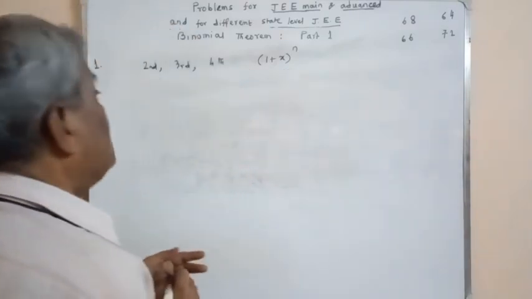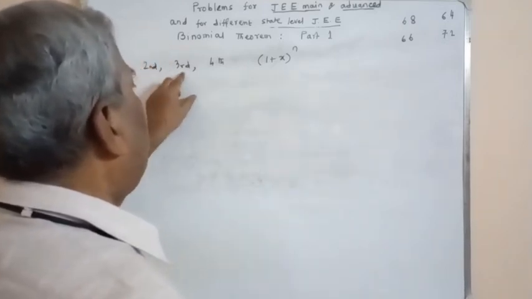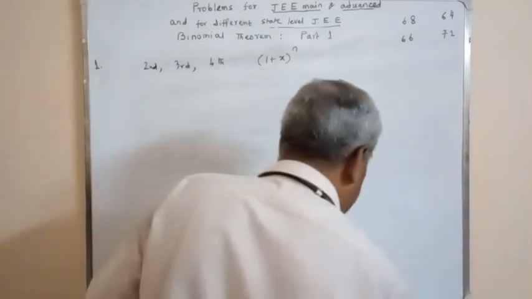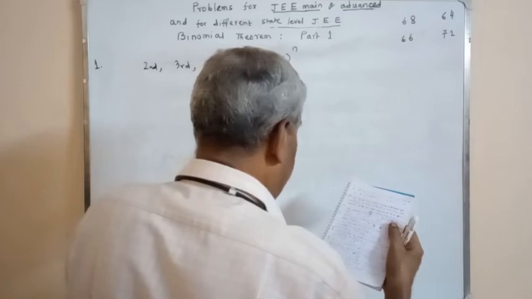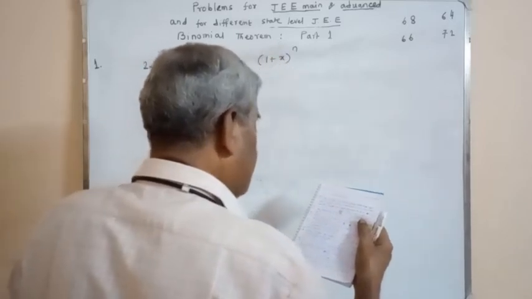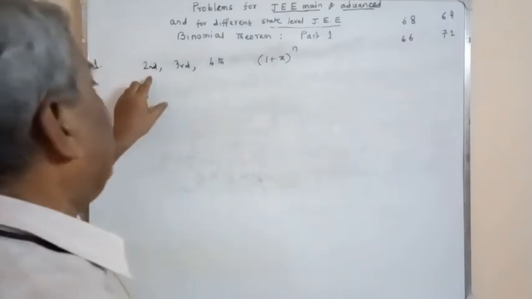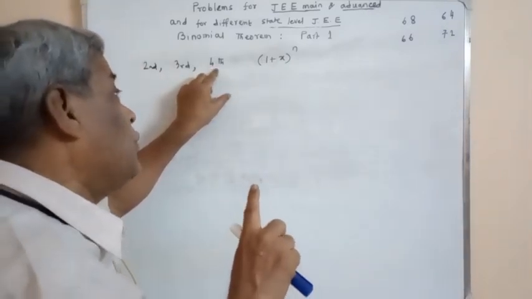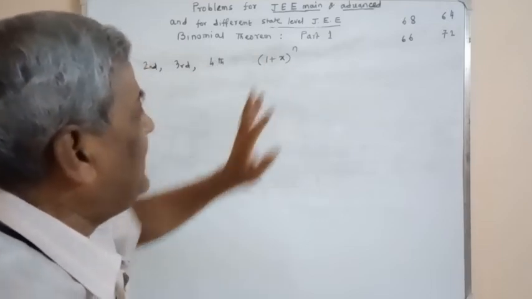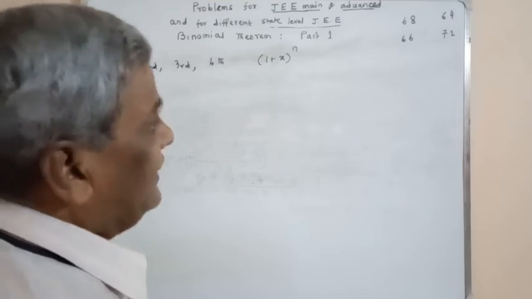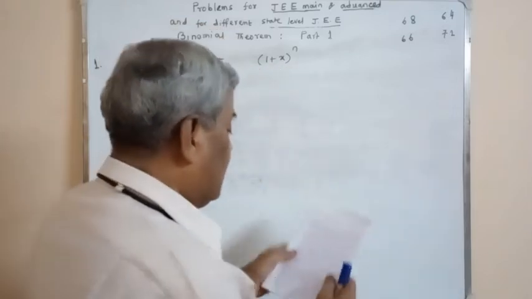Now let us see the problem once more. Given the second, third and fourth binomial coefficients of that expansion, not terms, are in AP, we have to find the sum of the odd binomial coefficients.